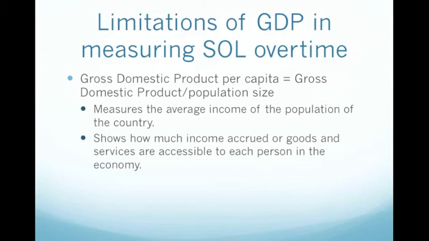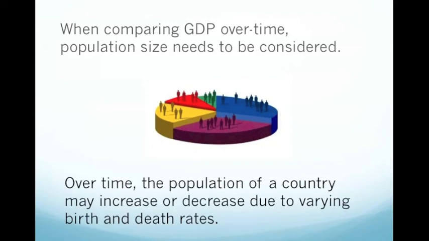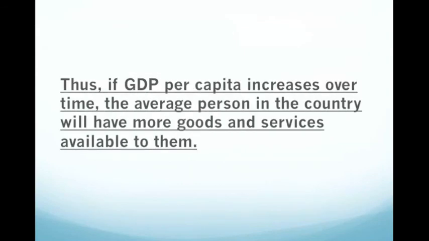Thus, when comparing GDP over time, GDP per capita is a better indicator, as population size needs to be considered. Over time, the population of a country may differ due to varying birth and death rates. Thus, if GDP per capita increases over time, the average person in the country will have more goods and services available to them. Therefore, I hereby conclude the video for our group.